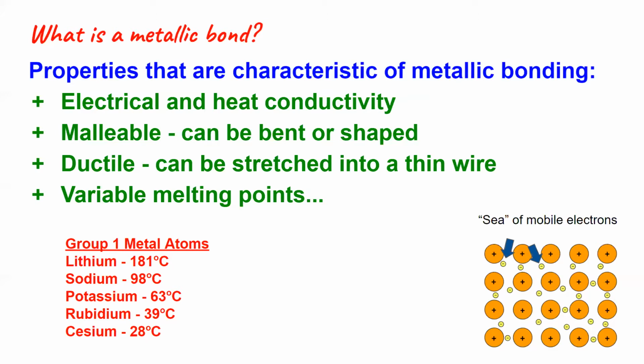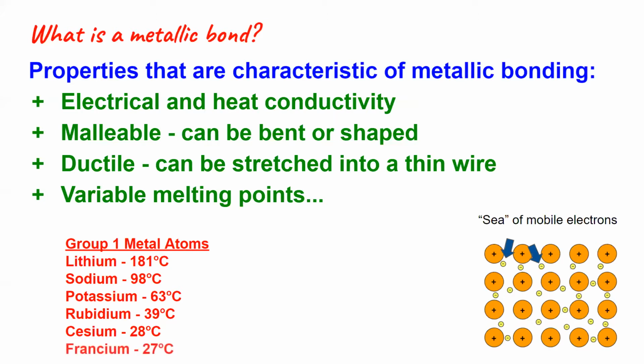Does anyone know why? Well, it has to do with the fact that the electrons of one atom are being attracted by the nuclei of the other. So the further away that nucleus is from the electrons of a nearby atom, the weaker that attractive force is. So bigger atoms are going to have lower melting points. Smaller atoms are going to have higher melting points.